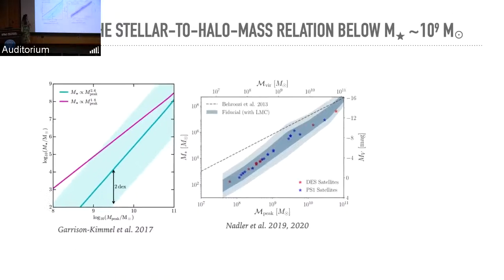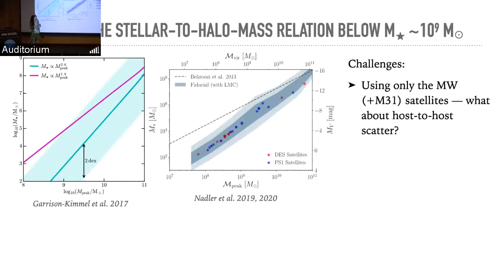And this has been great progress, but it also introduced a few challenges. The first one is that all of these studies use only the Milky Way satellites. This is just one galaxy, one very specific galaxy. It's wonderful, and it will forever be the best data that we can get on dwarf galaxies, but we don't really know what's happening in other host galaxies, in other groups, and this scatter might actually matter quite a lot.